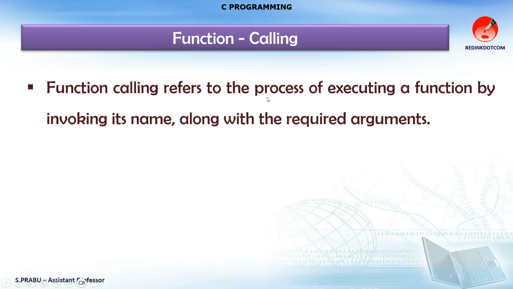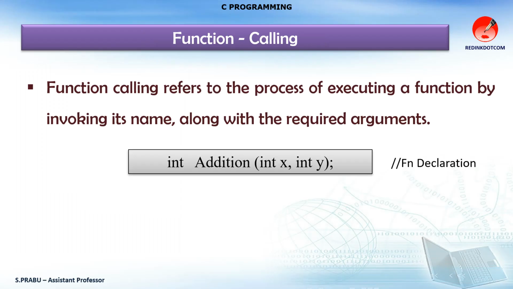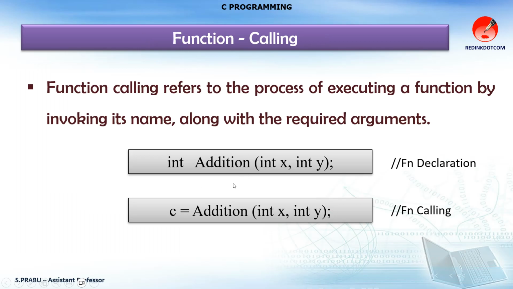Function calling is nothing but invoking the function wherever necessary. If we declare a function like this, it can be called in this manner. This function can accept two integer values, so I can pass two values here. Then it returns an integer value. So after execution of this function, it returns one integer value that can be accepted by another integer variable.